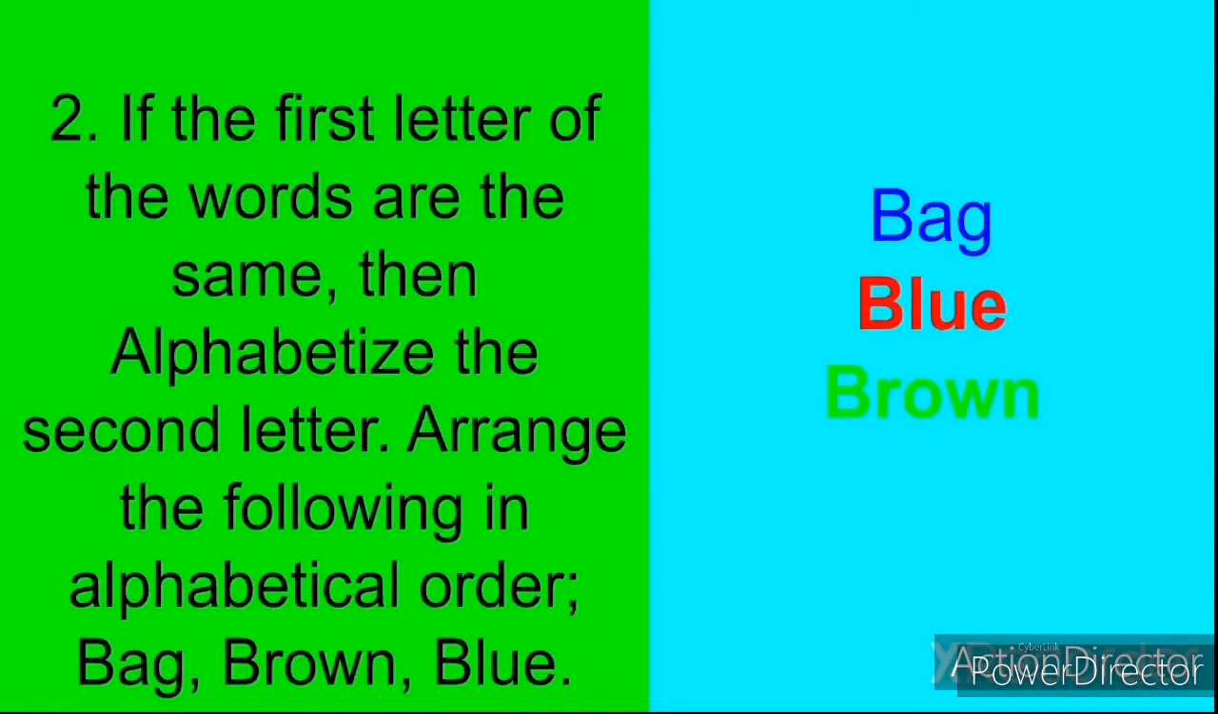Now number 2. If the first letters of the words are the same, then alphabetize by the second letter. Now let's look at this. Arrange the following in alphabetical order. We have bag, brown, blue. These 3 words begin with the letter B. So we're going to start alphabetizing these words by looking at the second letter of the words.